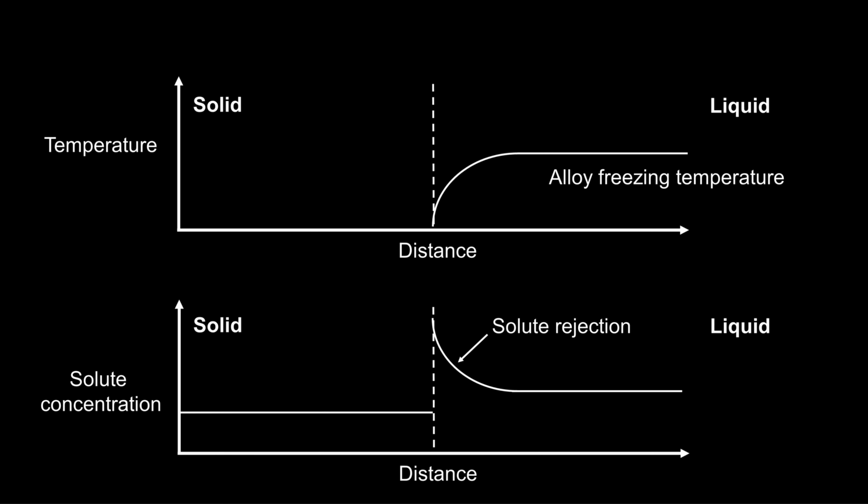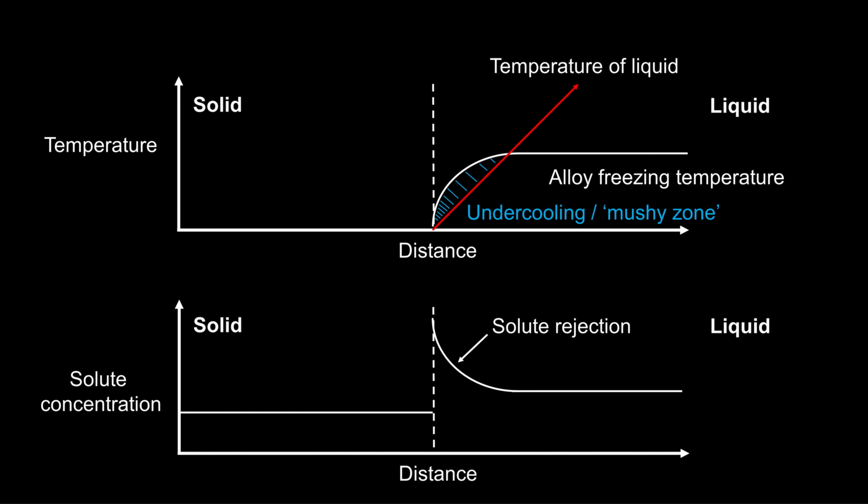In the case of our solidifying alloy, the solute buildup in the liquid near the solid-liquid interface lowers the alloy freezing temperature. This is well below the liquid temperature, so there is a huge drive for the solid to crystallize closer to the solid-liquid interface. This temperature difference between the liquid and the freezing temperature is known as the undercooling. Farther from the interface, the solute concentration drops, and eventually the freezing temperature rises to become equal to the liquid temperature. Within this region, both liquid and solid can coexist. We call it the mushy zone.